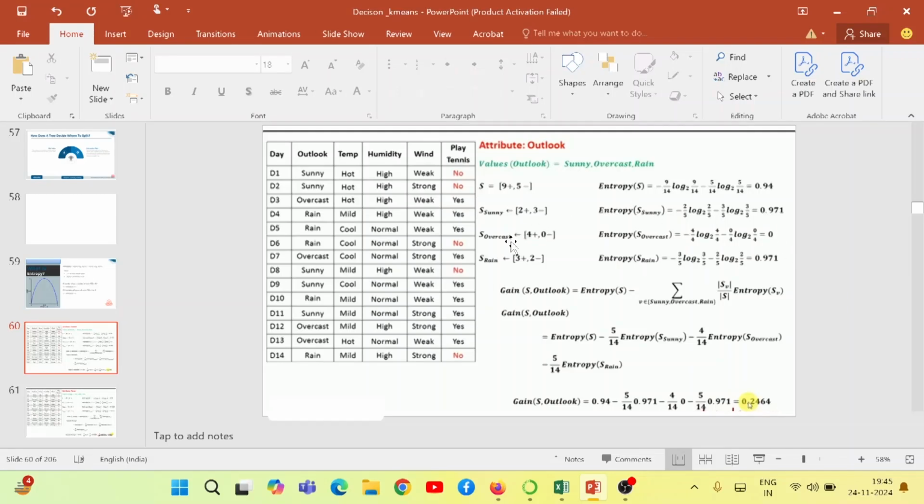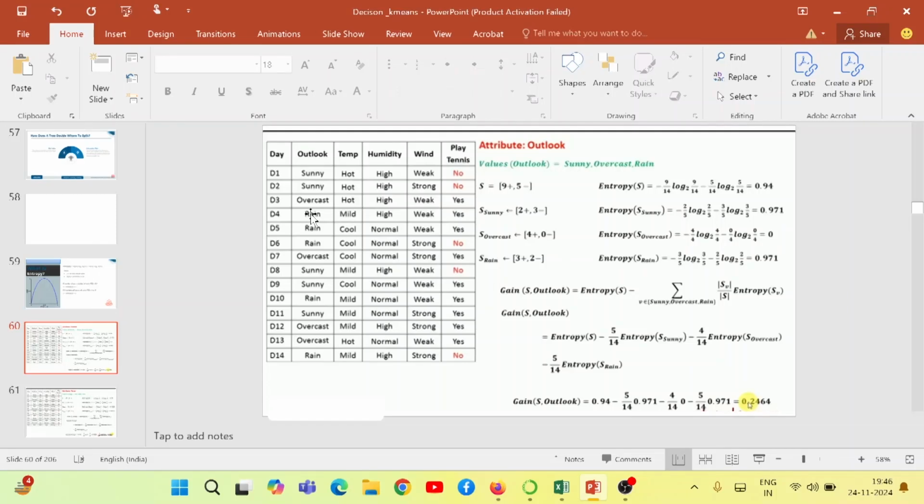Similarly, we go with the overcast. In overcast, in total we have 4 overcast values in this outlook column: 1, 2, 3 and 4. If you see, whenever there is overcast, in all situations we are able to play the match, right? And there is no chance of not playing cricket. So that's why we have 4 yes and 0 no. If any of these values becomes 0, the entire entropy becomes 0, as we have seen.